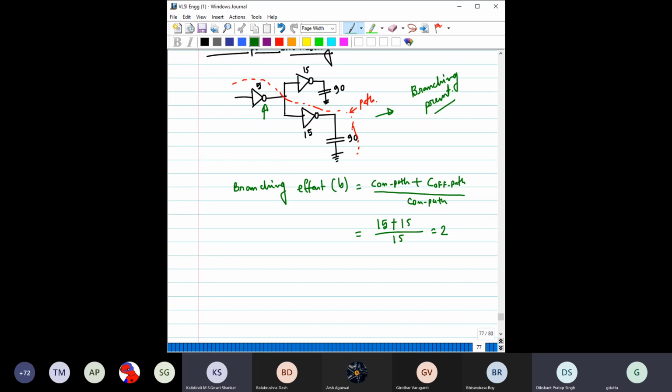Now, earlier we have seen F equal to GH, but now we have to find F equal to GBH.